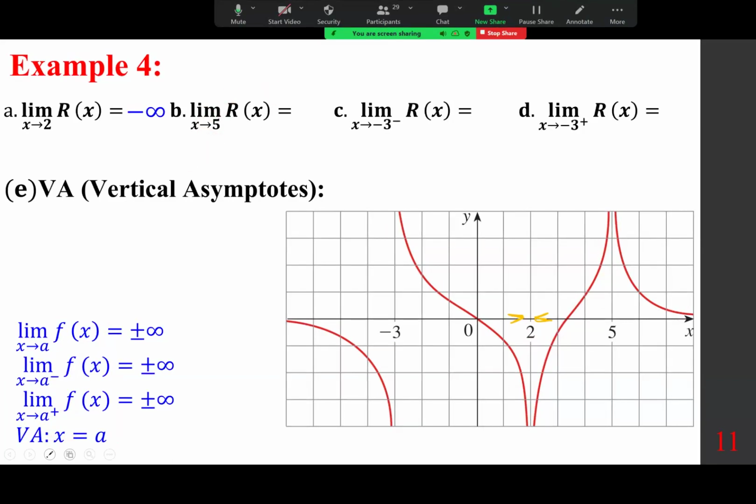Limit of r of x as x approaches 5, whether we approach 5 from the left or from the right, it seems to me it blows up to positive infinity.